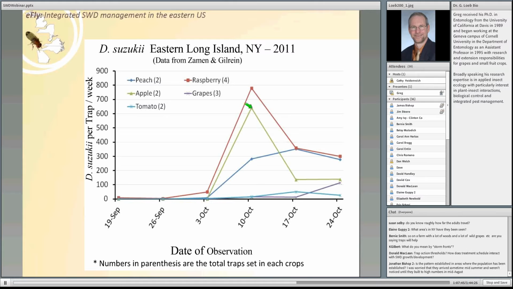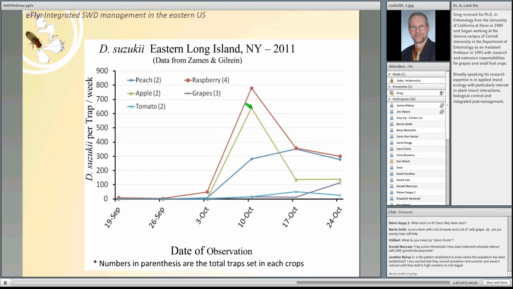Where they were coming from, it's unclear. This was not well harvested. I think there were apples falling to the ground, so it's possible the apples that were breaking down were producing a lot of flies, or for some other reason they were congregating in this apple orchard. We don't think apples are a crop at risk, however.